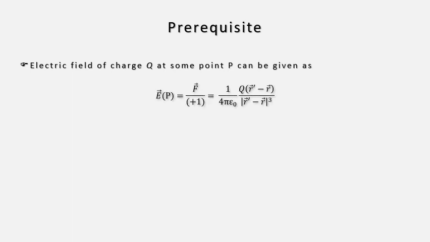So we know that if we want electric field at a given point, say point P due to charge Q, then it can be given as this, where r prime is the position vector of the point and r is the position vector of source charge Q.